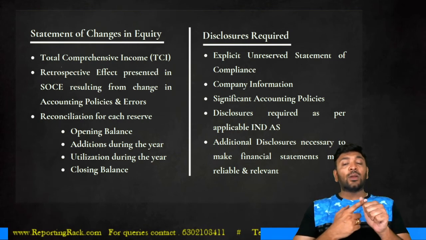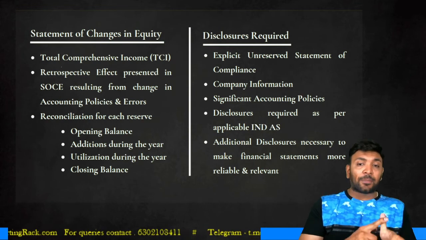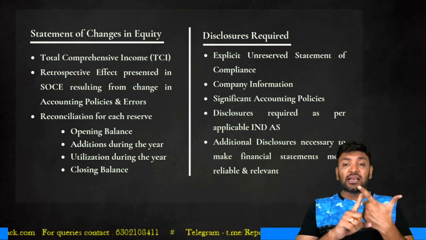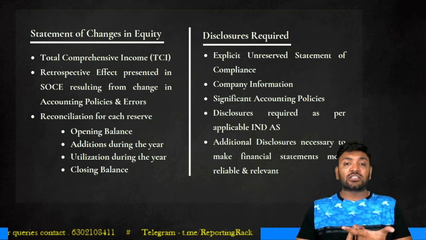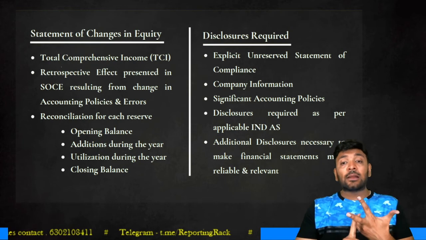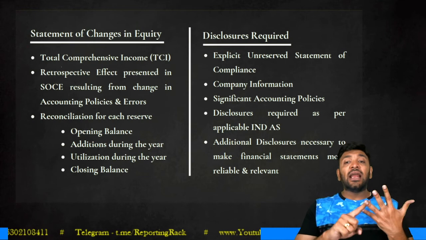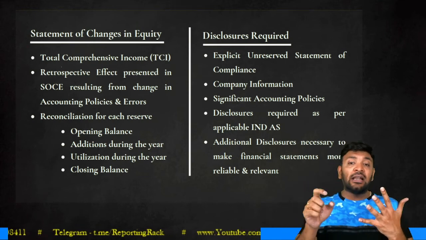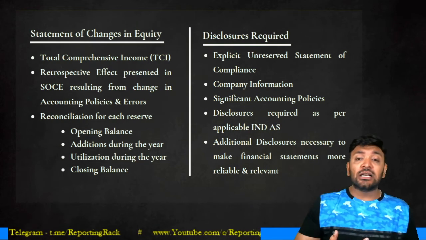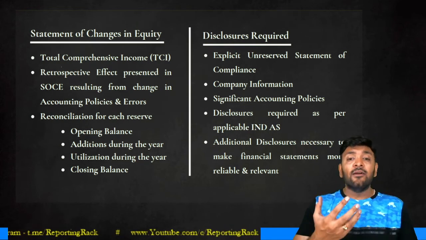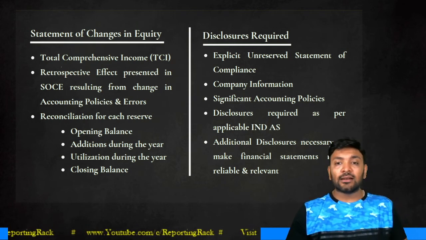Remember, I'll always start with an explicit unreserved statement of compliance with the Ind AS applicable to the enterprise, then give you the basic information regarding the company, on when it was incorporated, what its objectives are and where the registered office is, what significant accounting policies it adopts in preparation and presentation of financial statements, and any disclosures as required by the respective Ind AS applicable to the enterprise. And apart from this, you can give some additional disclosures which you feel necessary will make the financial statements more reliable and more relevant. Clear?